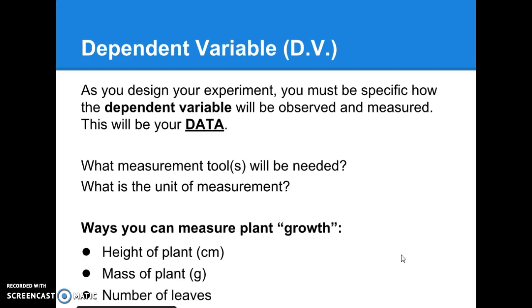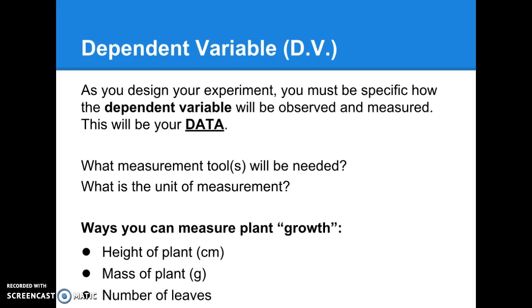Okay, and that brings us to the next part of this dependent variable. You need to think about how you are going to measure it, what tools, and what unit you're going to be measuring in. So if we were using the ice cube example, what tools would you need to use? I would probably think maybe a stopwatch. And the unit of measurement, seconds doesn't really make sense. It's going to take a little bit longer for an ice cube to melt. Hours is a little bit long, so I would probably be measuring this in minutes.